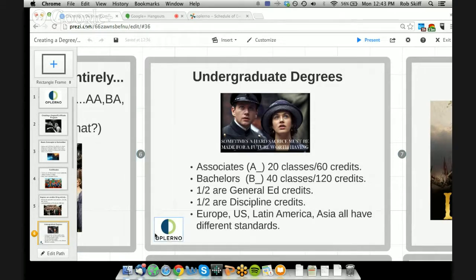Bachelor's degrees are 40 classes and 120 credits. Now, at Oplerno, we're thinking about having half of the classes for a degree program be general education credits. Those are the intro to a particular subject, and a diversity of classes outside your area of specialty. And one half are discipline credits.